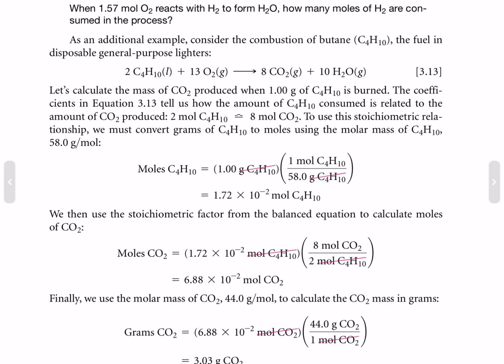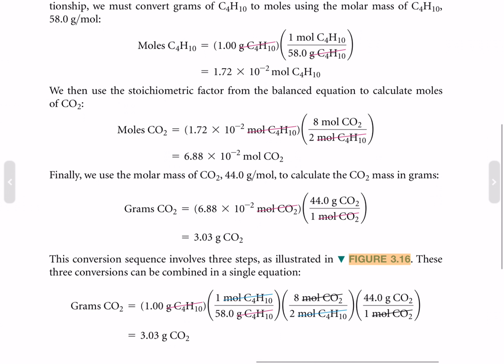We then use the stoichiometric factor from the balanced equation to calculate moles. Moles of carbon dioxide is 1.72 times 10 to the negative 2 moles of butane, and there are 2 moles of butane for every 8 moles of carbon dioxide. The moles cancel. When you multiply that, you will find it'll be 6.88 times 10 to the negative 2 moles of carbon dioxide.